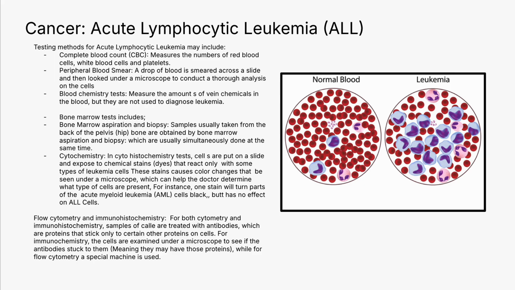In general, for testing for acute lymphocytic leukemia, we have the complete blood count, CBC. What it does is it measures the number of red blood cells, white blood cells, and platelets. We also have the peripheral blood smear, which is when a drop of blood is smeared across a slide and then looked under a microscope to conduct an analysis on the cells. We also have the blood chemistry tests, where we measure the amounts of certain chemicals in the blood. However, they are not used to diagnose leukemia, but it is a test that you can do.